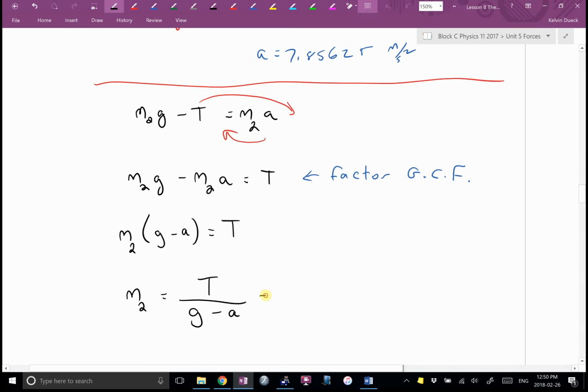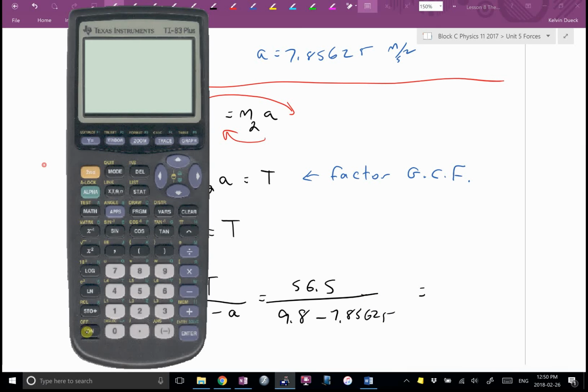I've scrolled down. What was tension? 56.5? 0.8, Mr. Duke, 0.5. And then G, 9.8 minus 7.85625. You know I'm going to use my answer button. So 56.5 divided by bracket, 9.8, take away answer button.